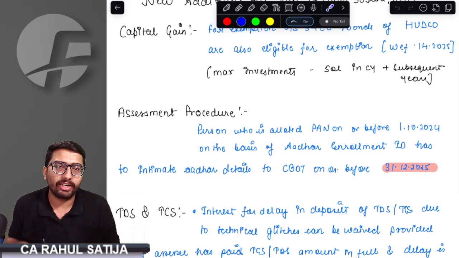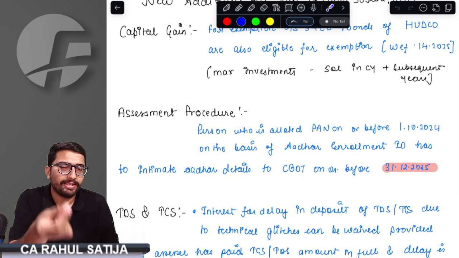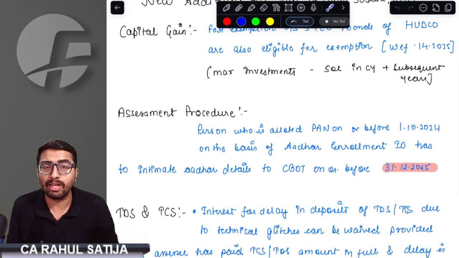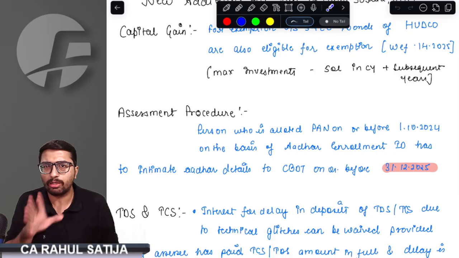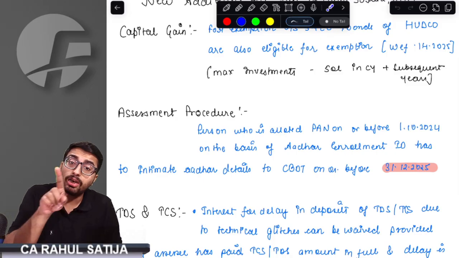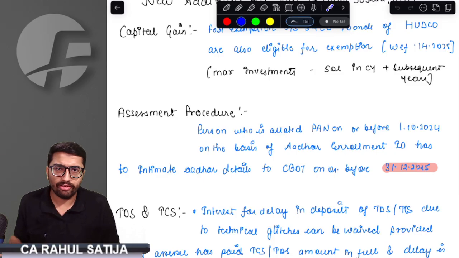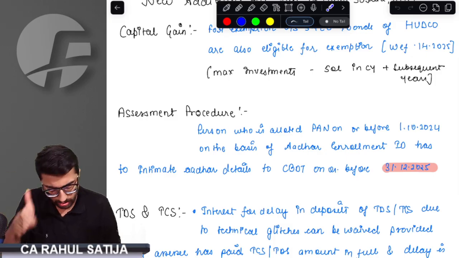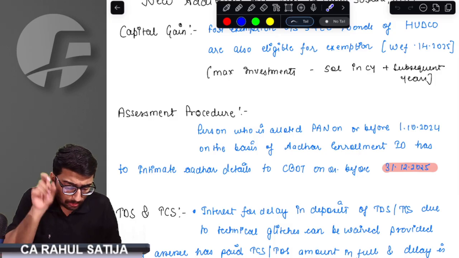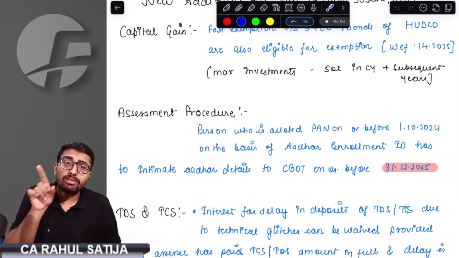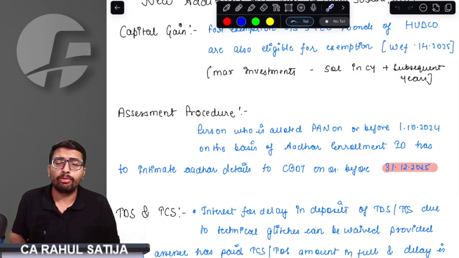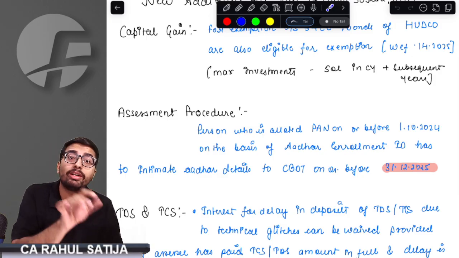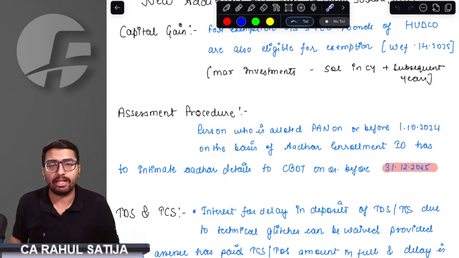If you remember, in return filing, quoting of Aadhaar and PAN, sir, we were required to quote Aadhaar wherever we file a return. But we were also allowed to quote the Aadhaar enrollment ID if we do not possess an Aadhaar number. This enrollment ID option was stopped with effect from 1st October 2024. That means from 1st October 2024, you were not allowed to quote the enrollment ID. You have to mandatorily quote the Aadhaar number.